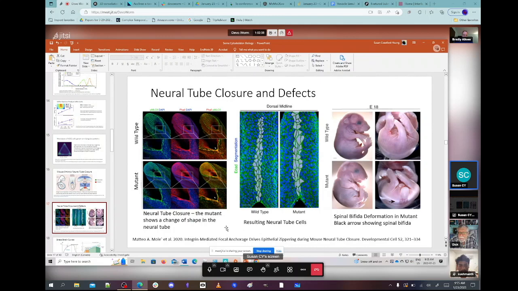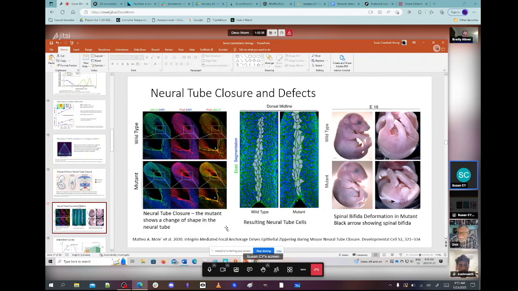And you can see there's a difference in the cells along the line. So does that go to birth or no? I believe it does, but I'm not sure because this is E18. It's almost ready to be born, and this looks distinctly different from that. And there's the spina bifida right there, and it's got a tail defect. But the tail doesn't grow. Anyway, it's a problem.